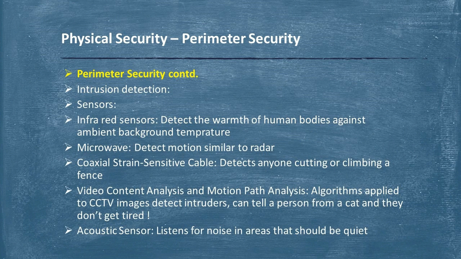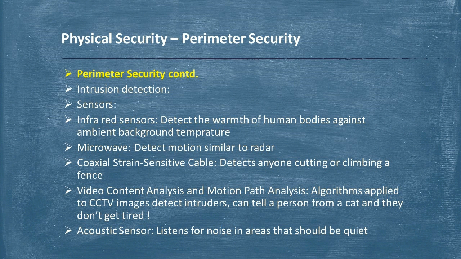Intrusion detection. How do you detect that somebody has intruded? We have a lot of sensors, like infrared sensors and microwave. Different types of sensors here. Infrared sensors detect the warmth of human bodies against ambient ground temperature. How does that work? Microwave detects motion, similar to radar. Coaxial strain-sensitive cable detects if someone is cutting it or climbing over it.